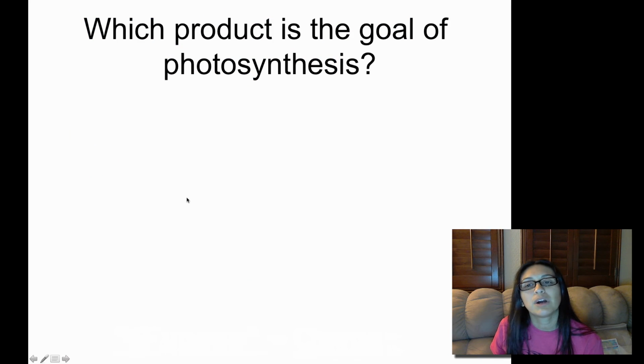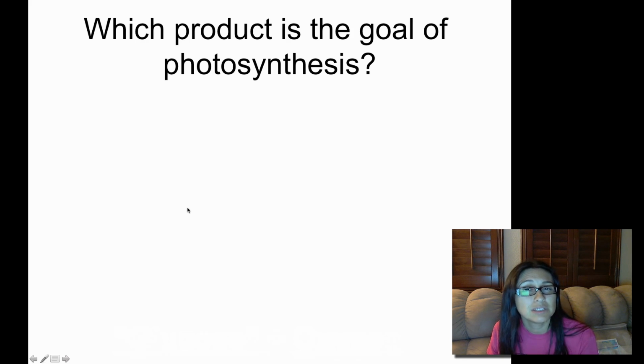All right. Which product is the goal of photosynthesis? So we said we made glucose, we made oxygen. A lot of people want to focus on the oxygen because we know we need oxygen, we can't survive without it, especially from what we learned in cellular respiration. In cellular respiration, we learned that if the oxygen isn't there at the end of the electron transport chain, then we don't go any further. So we need that oxygen there in order for that to occur and make lots and lots of ATP. So people want to focus on that as being the goal.